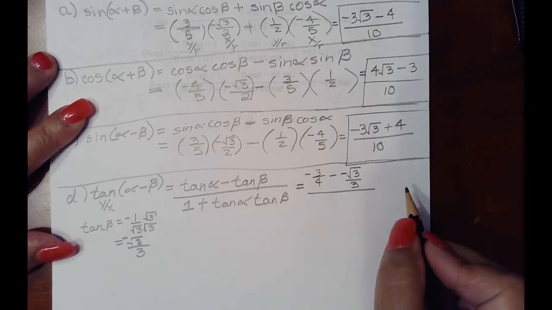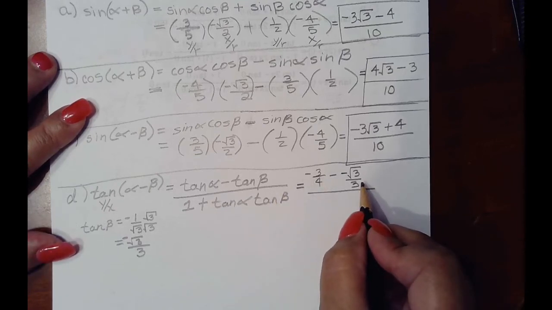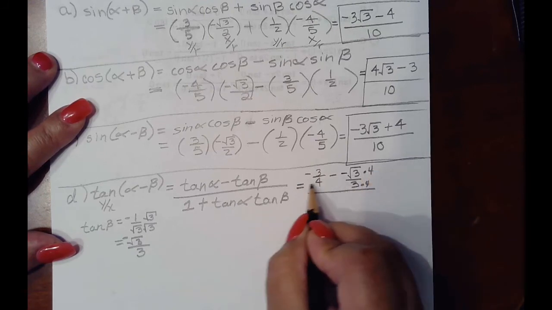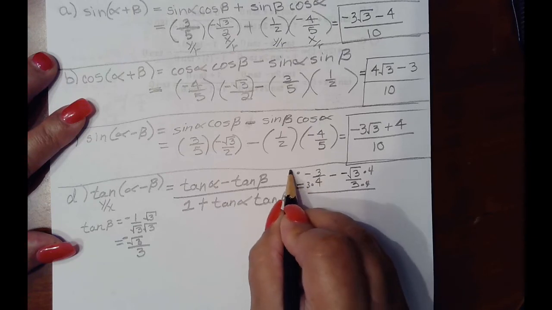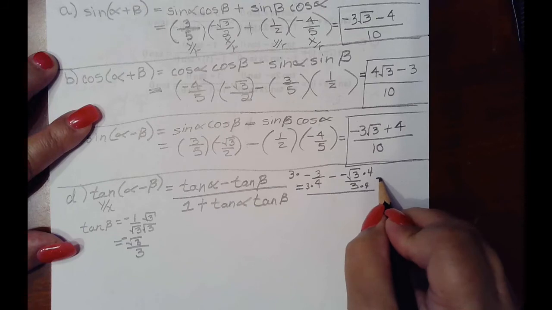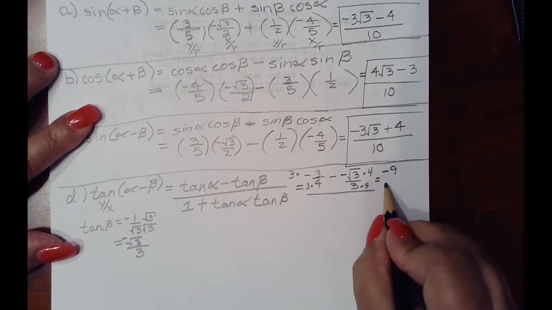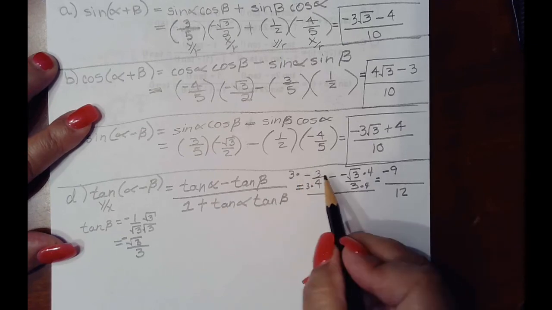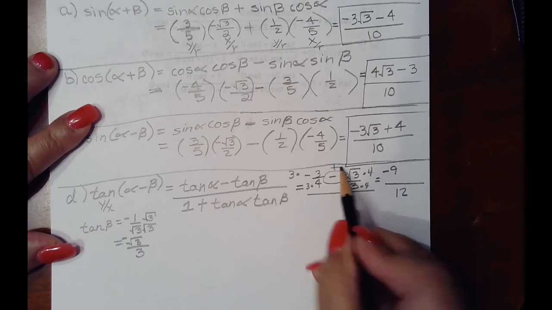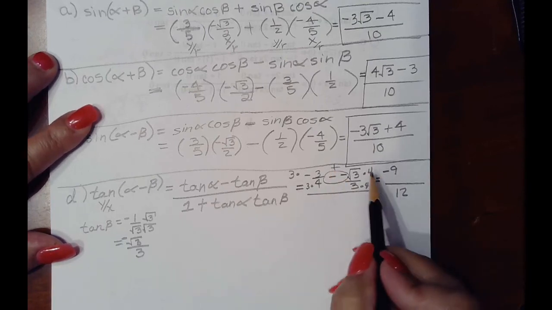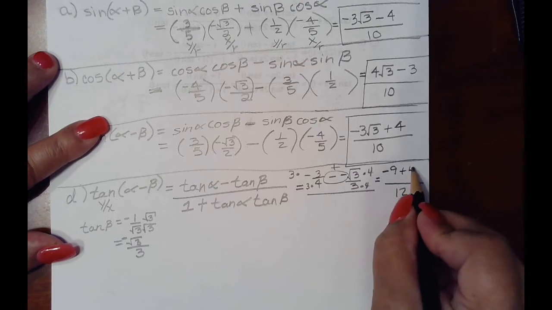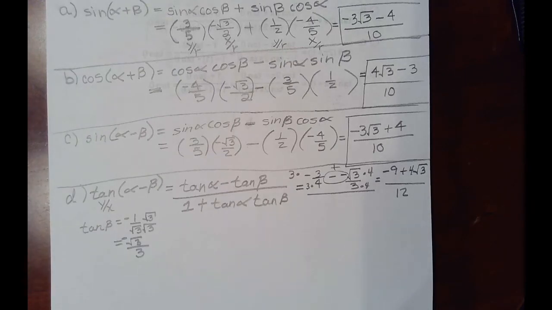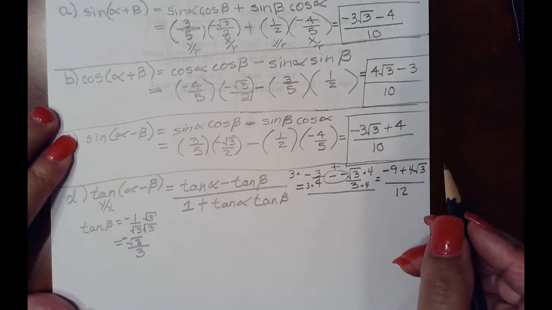If I'm going to keep working on the top, these both need to be the same denominator. So I'm going to multiply by 4, top and bottom. I'm going to multiply this one by 3, top and bottom. So that would be negative 9. Both of these now have a denominator of 12. So that would be negative 9, 3 times negative 3. This would be a positive. So this would be positive 4 square roots of 3 over 12. Okay, that's just the top.